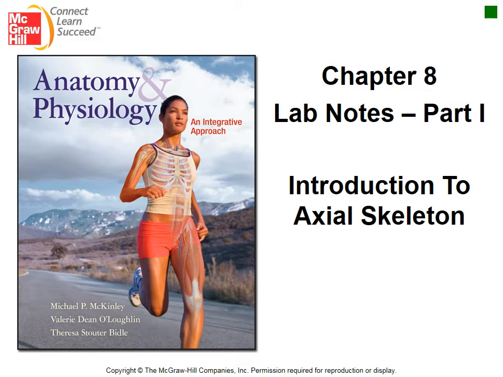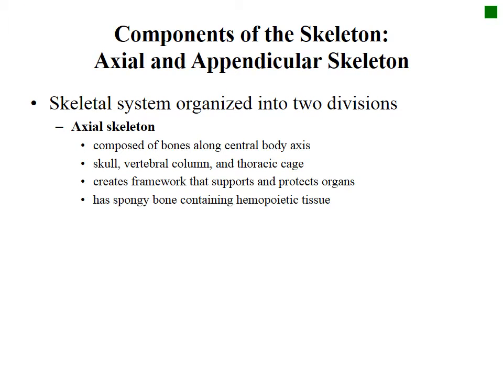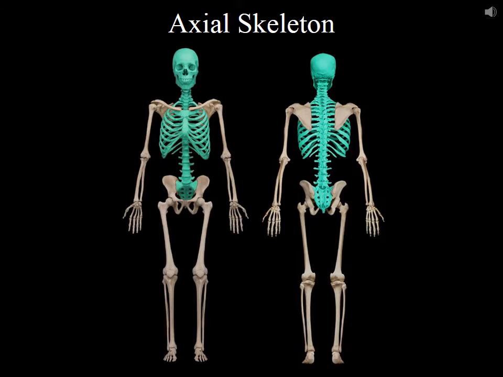Today we're going to be looking at Chapter 8, and we're going to be looking at the axial skeleton. Parts of the axial skeleton are made up of the skull, the vertebral column, the thoracic cage, and the facial bones. We're going to be looking at the skull today as our starting point.